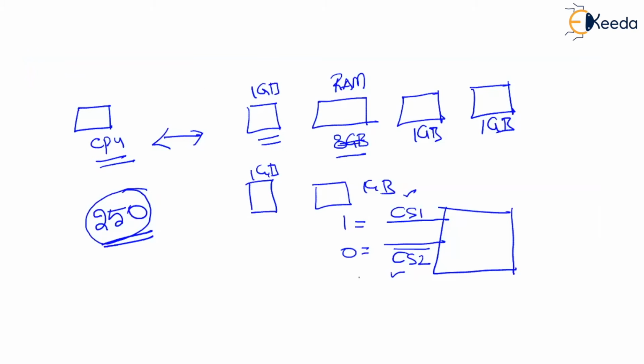Selection criteria is, CS1 needs to be 1, CS2 must be equal to 0. Okay, only for one chip it is valid. Remaining chips will not have CS1 equal to 1 and CS2 equal to 0. Those CS1 and CS2 will not be active at all.